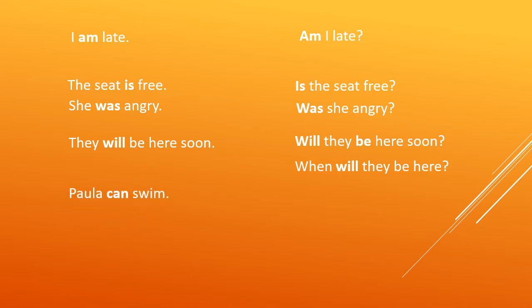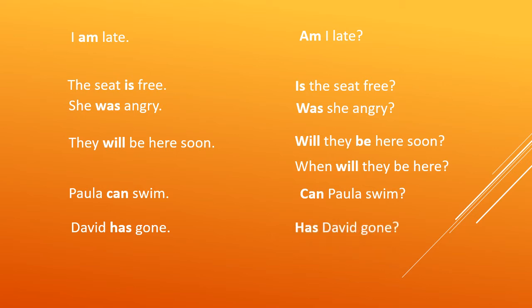Next one. Paula can swim. "Can" is an auxiliary verb, so we say this first, at the beginning of the sentence. Can Paula swim? Now we have another sentence. David has gone. "Has gone" is present perfect tense, and "has" is an auxiliary verb, so we say this first. Has David gone?